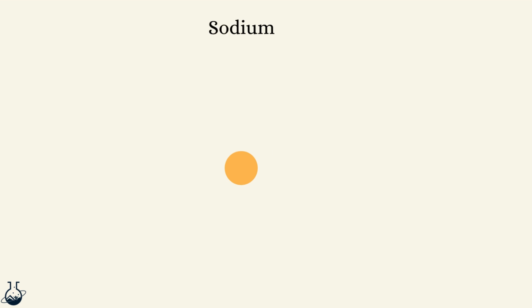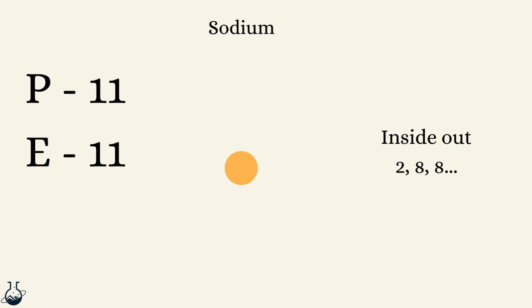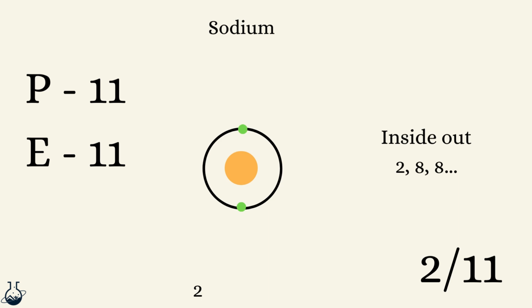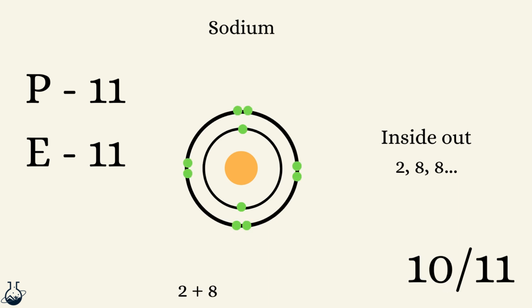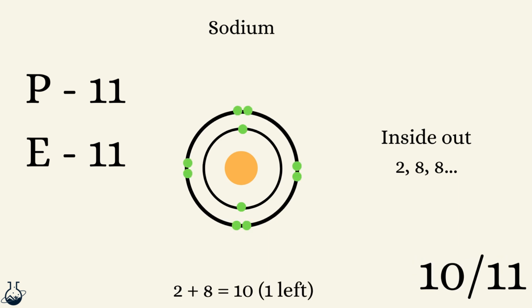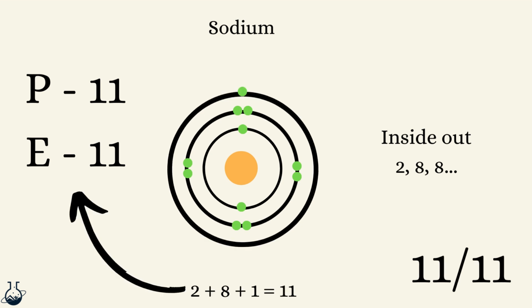Let's look at a larger atom, sodium. It has 11 protons, therefore it has 11 electrons. Working from the inside out, using the 2-8-8 rule, it has 2 electrons on the inside, 8 on the next. 2 plus 8 equals 10, which means we have 1 electron remaining to place. So we start a new shell for this 1. Remember, you can add them up and check.